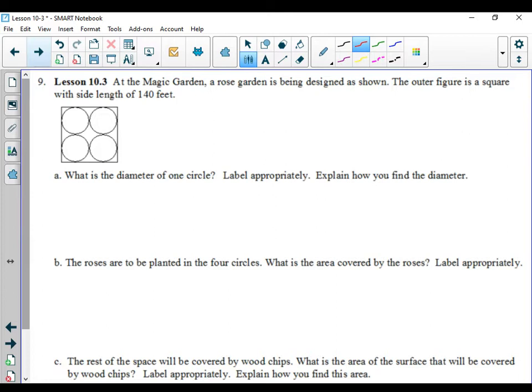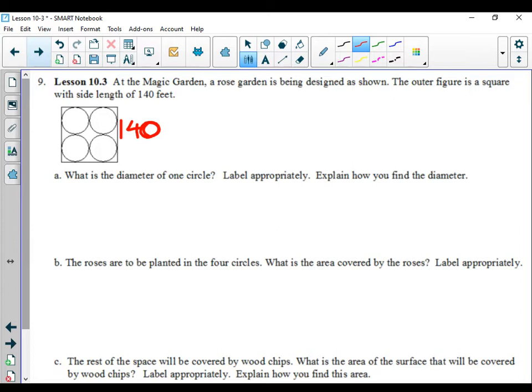Okay, so it says there's a garden. The outer shape is a square with a side length of 140. This is kind of like the pizza box from a minute ago. Yes, it's the side of a square, but it's also, yeah, whatever. It has an effect on these circles.